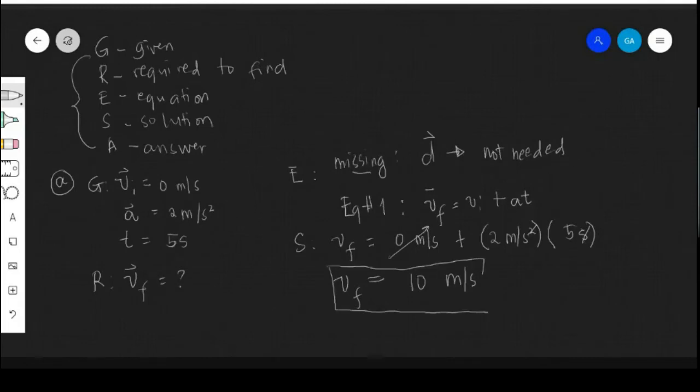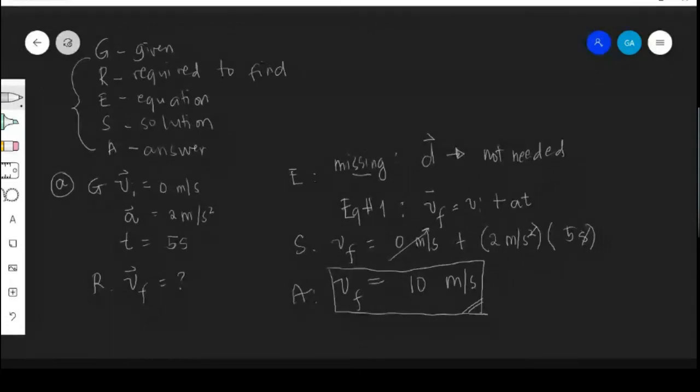That is how you get the final velocity using equation number 1. This is your answer for letter A. Next, let's have letter B.